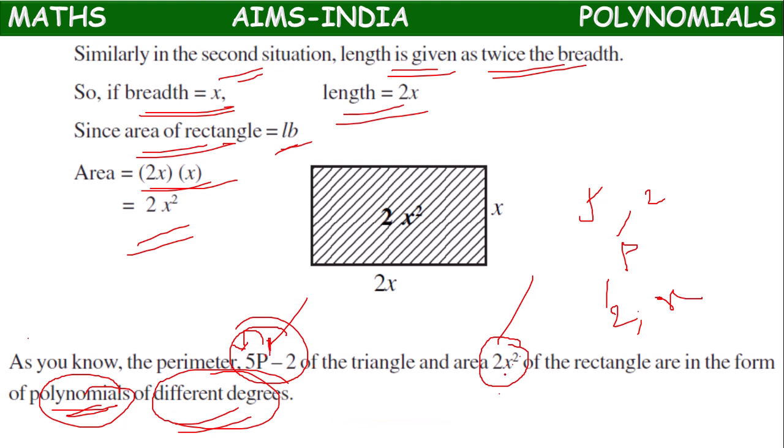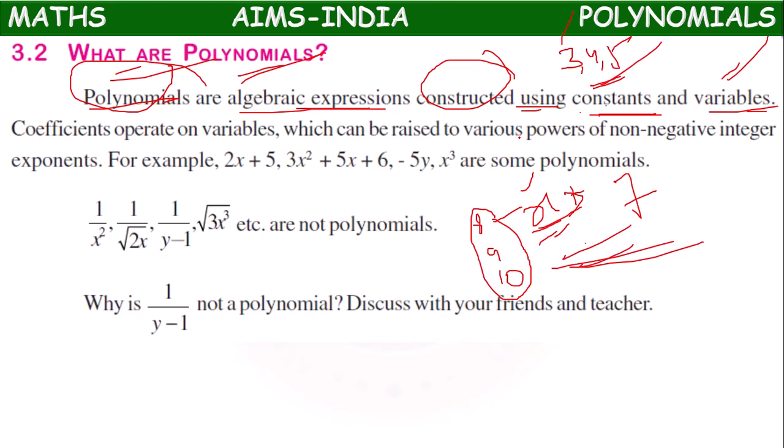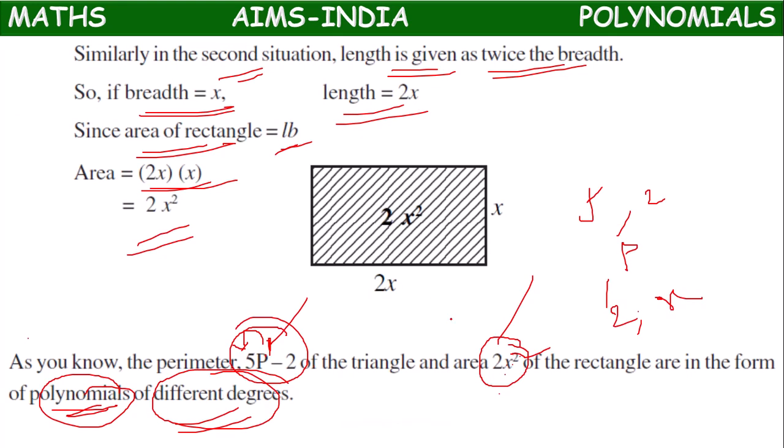Here the variable x has power 2, means along with the construction with constants and variables, coefficients also operate on variables, and the variables can be raised to various powers. Variables can be raised to various powers like this. In the variable we can raise to different powers: the power of 1, square, cube, the power of 4, like that.